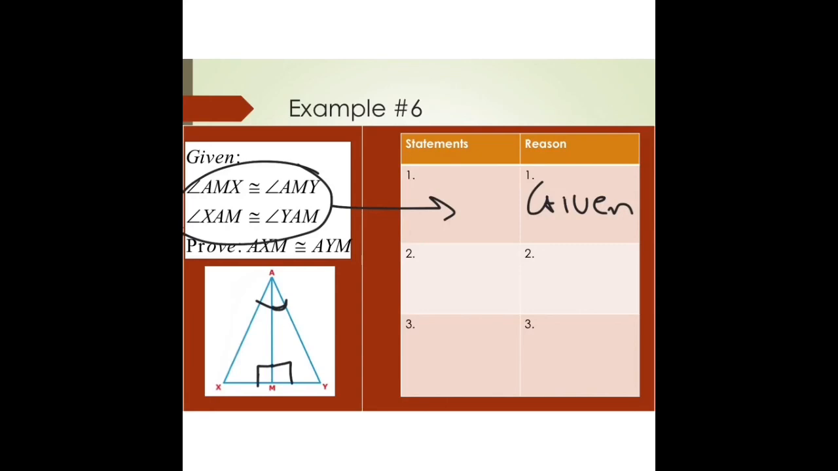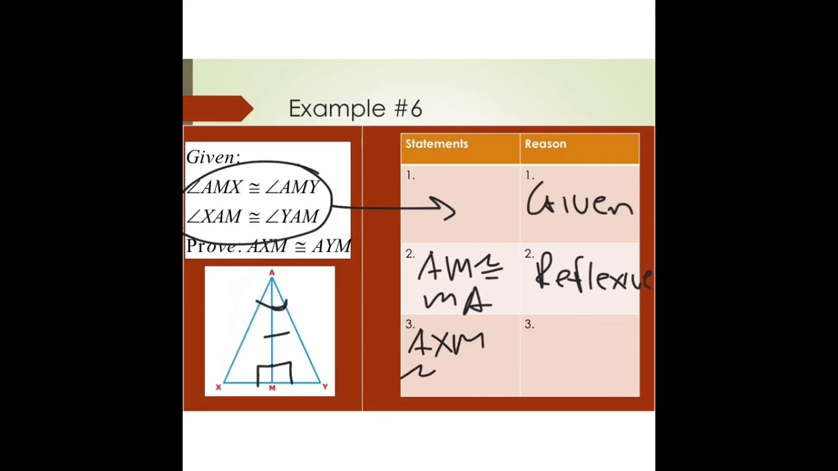But once again, we have the same diagram, so we know that they share this side right down the middle, which means I can mark that as being congruent, and that's my next statement. AM is congruent to MA because of the reflexive property. And now that I have my triangles marked, I have angle, side, angle. For my second triangle, again, angle, side, angle, which is one of our reasons to say triangles are congruent. So we can move on to our prove and say that AXM is congruent to AYM, and that is because of the angle, side, angle property.